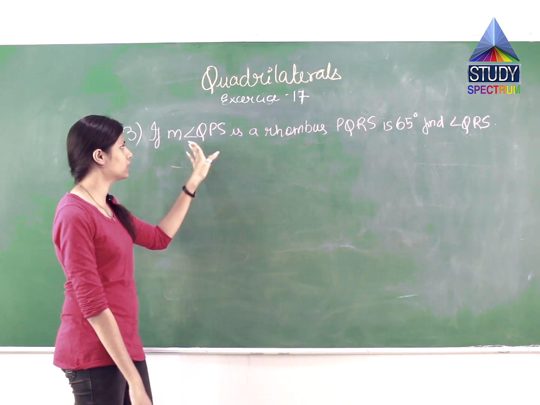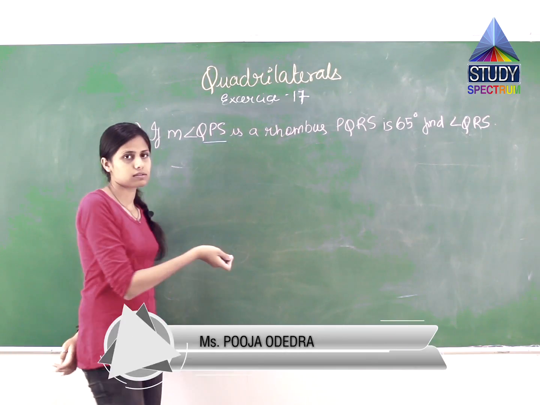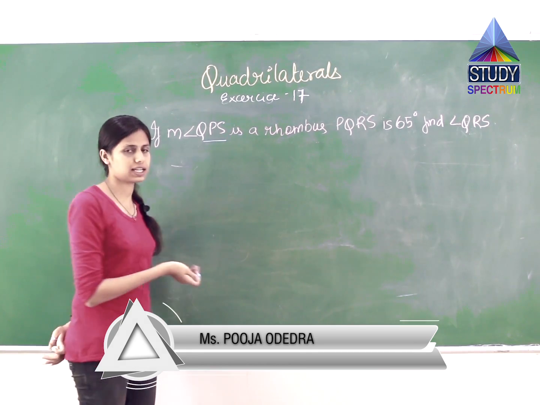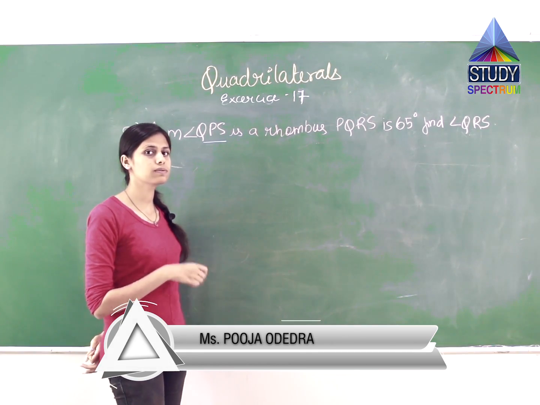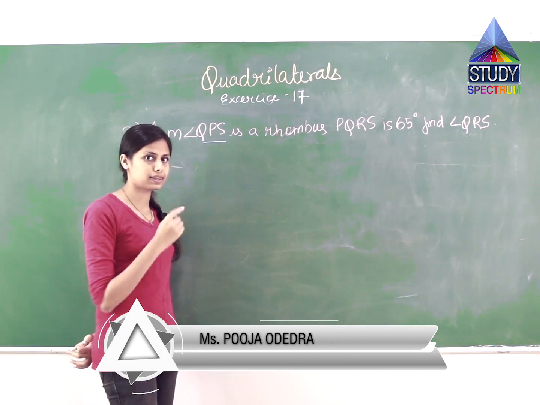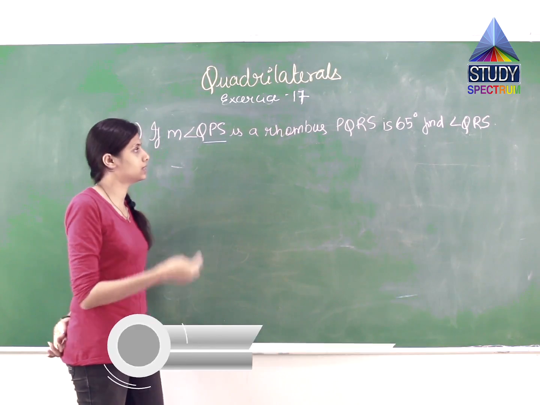If measure of angle QPS, but which angle QPS? We cannot see any diagram. So what we have to do first? We have to construct a diagram. Then we can plot out this angle.